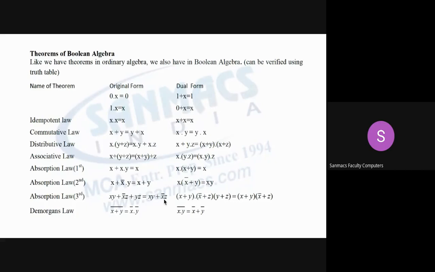Then we have these 3 laws, the 3 absorption laws. These come in pretty handy when you're given a particular complex Boolean expression and you want to simplify it in order to get the least number of variables. So it is highly recommended to have these 3 laws in mind whenever you're trying to simplify a Boolean expression. Then we have De Morgan's law. As we all know, it's very useful in mathematics as well. With similar importance, it is very helpful when we are trying to simplify Boolean expressions.